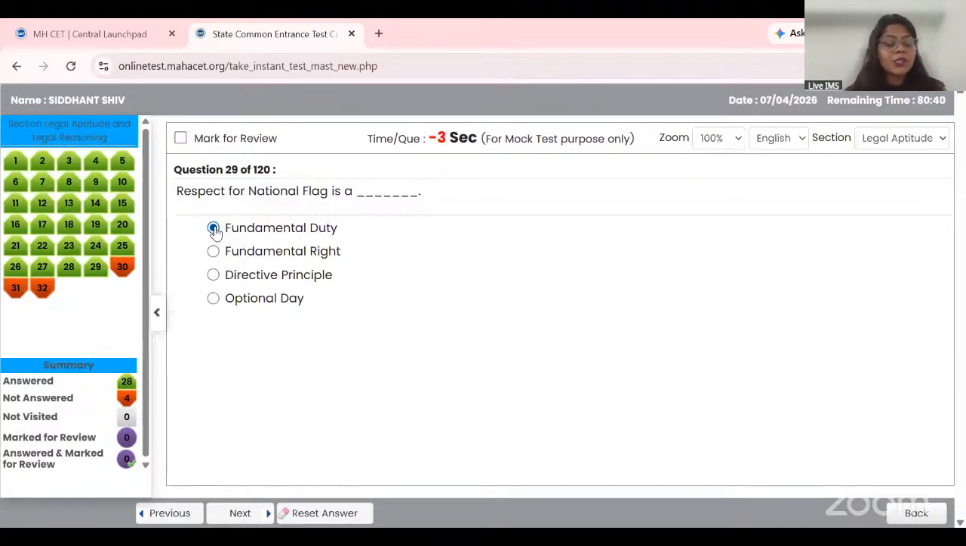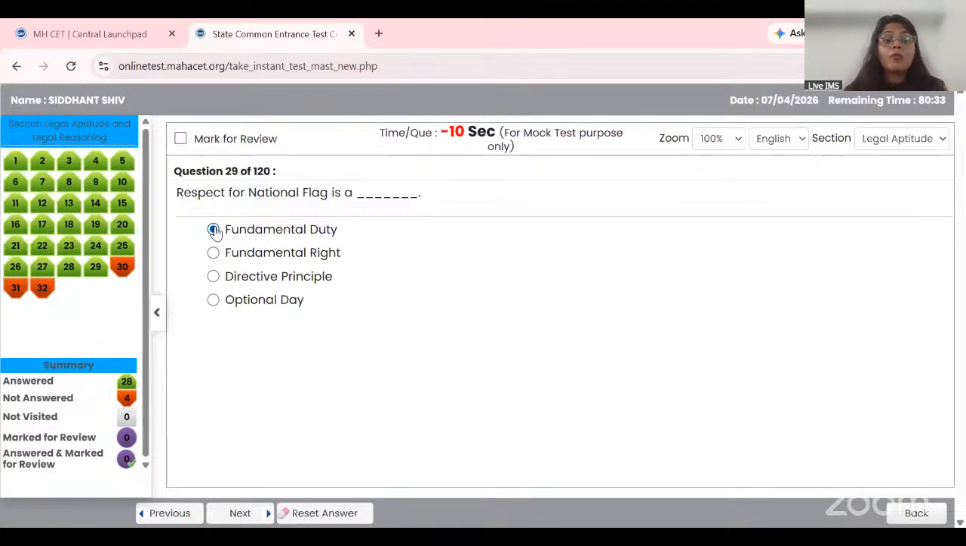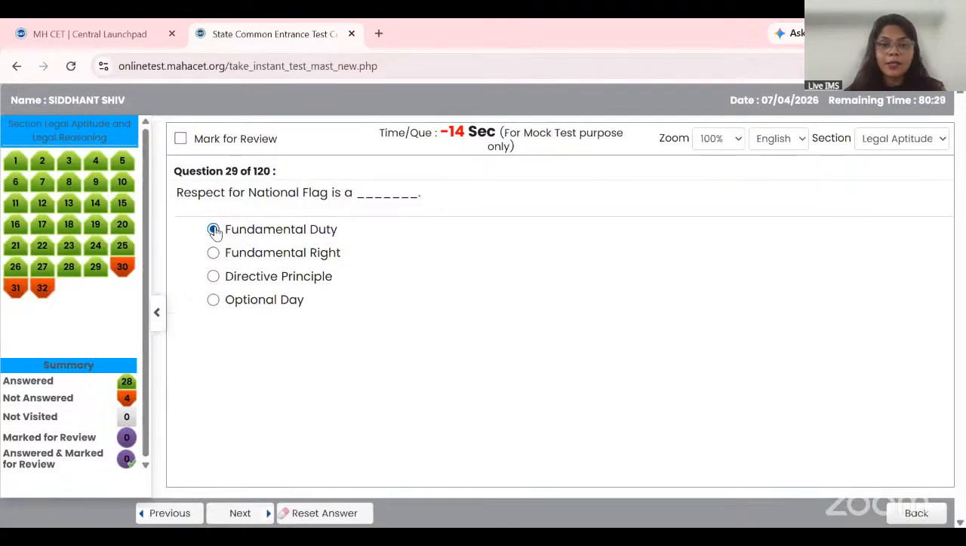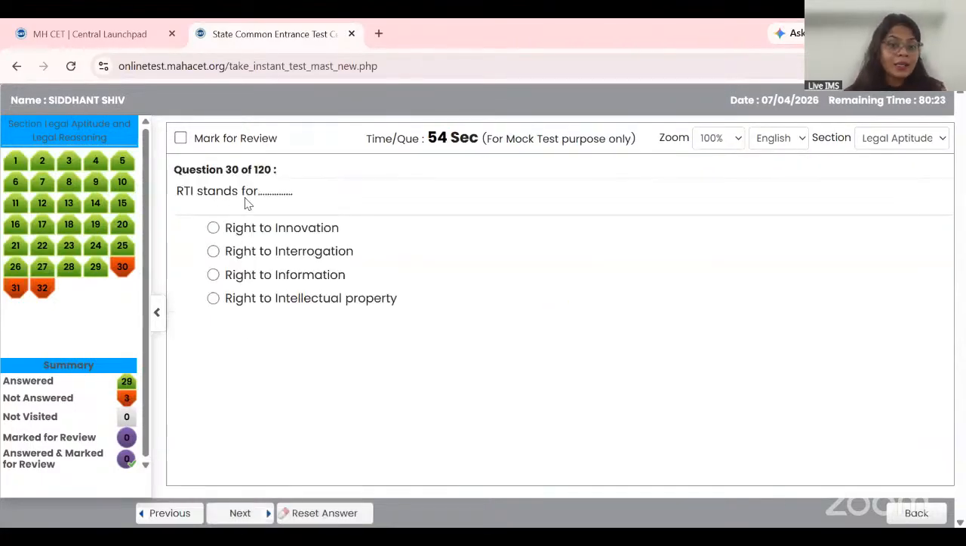But I have asked you 2 questions which I want all of you to answer for me. First, the definition of ordinance, and second, which constitutional amendment added fundamental duty to our Indian Constitution. This is very important. Okay, let's move on to the next question, which is RTI stands for.